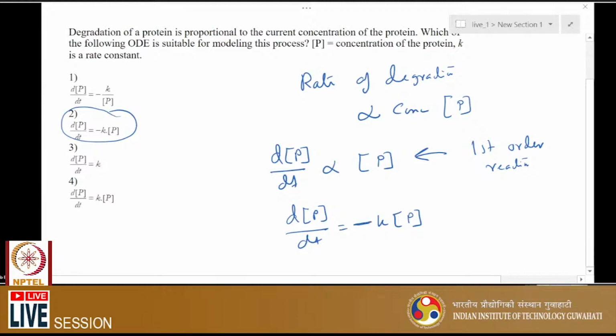Because it is decay, right? It's decay. So the concentration of P is decreasing. I should not leave a positive sign there. I have to put an explicit minus sign there, right? Because then only it will represent the decay or degradation or death. So I have to be very careful. I have to explicitly put a minus sign. Good. Both of you have given the right answer.